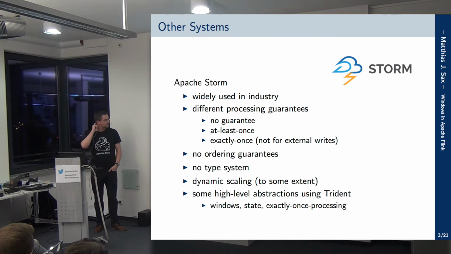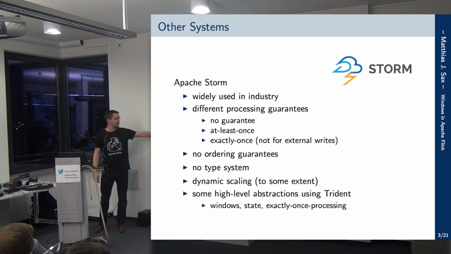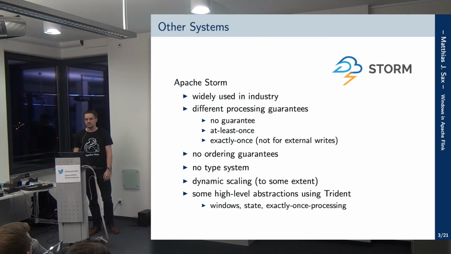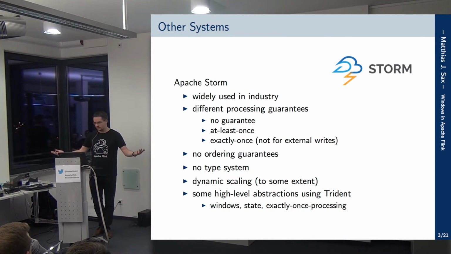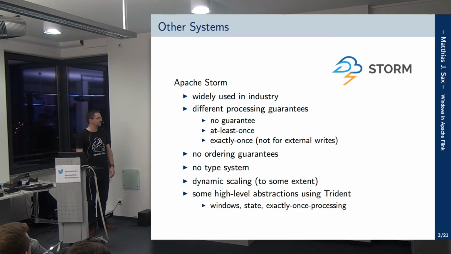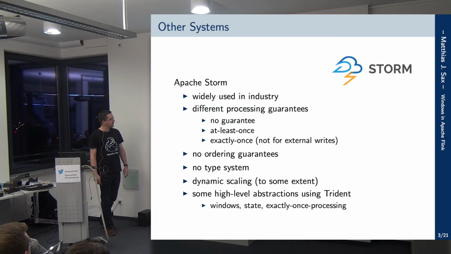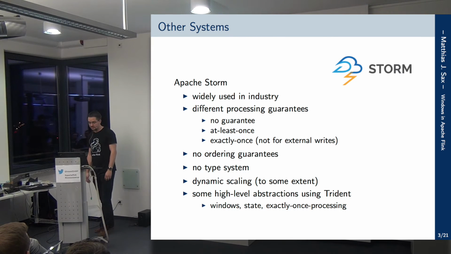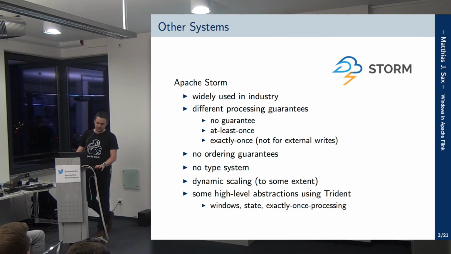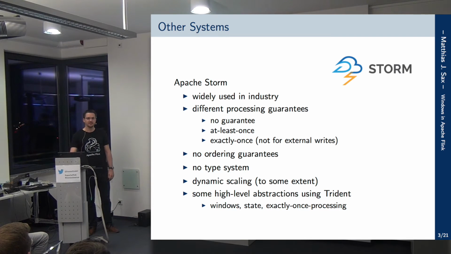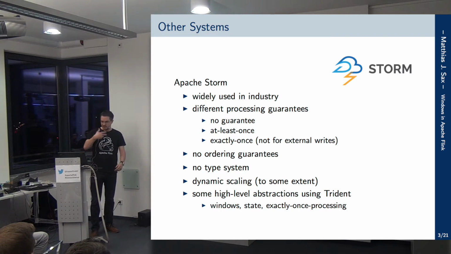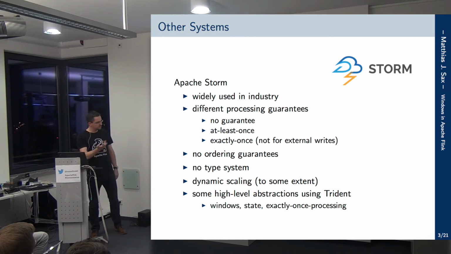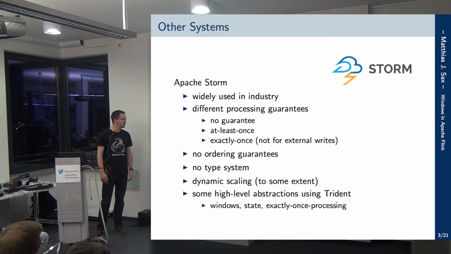From a programming point of view, Storm has the big disadvantage that there's no real type system. So all your attributes are basically objects, and you have to take care of the types by yourself. A big plus for Storm is dynamic scaling. That is there. So the point is you have to trigger it manually. So there is not really a system watching and scaling the system for you, but still you can change the parallelism at runtime.